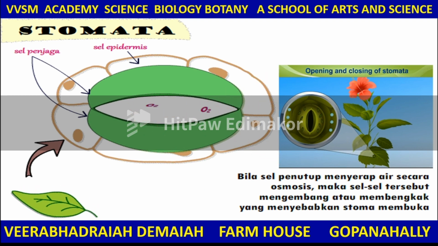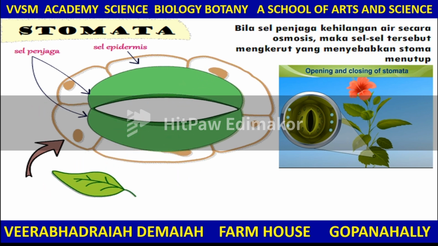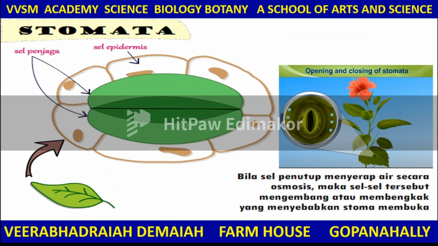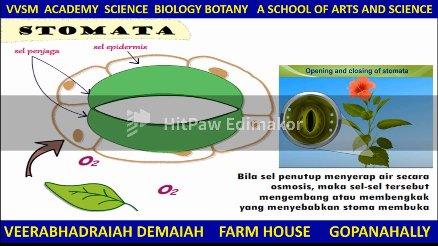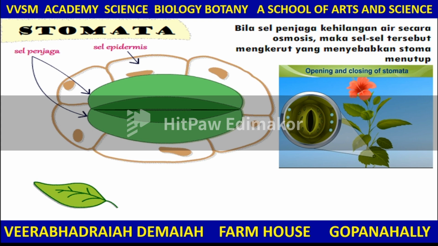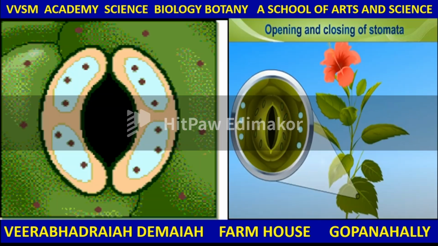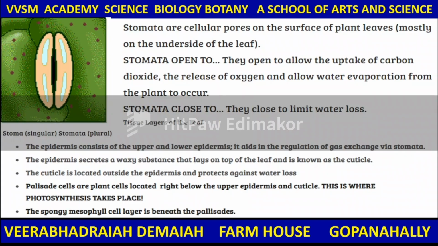carbon dioxide is absorbed from the atmosphere, and water and oxygen molecules are coming out from the stomata. This is the important function of stomata. Opening and closing of stomata is a very important function during transpiration.